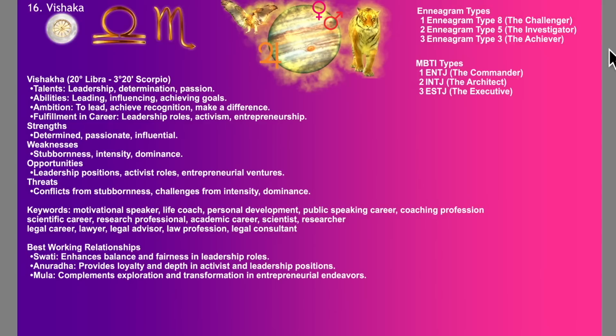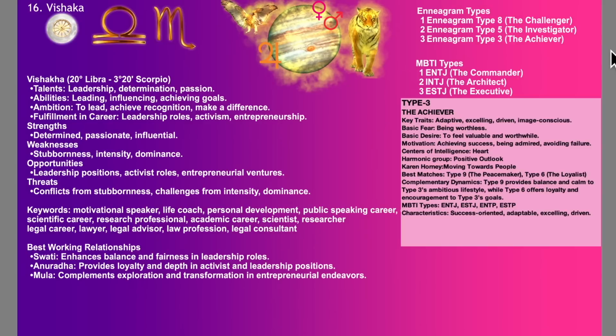Last one on our Enneagram list is type 3, the achiever. What are their key traits? Adaptive, excelling, driven, and image conscious. Motivation is achieving success, being admired, avoiding failure, center of intelligence, heart, and moving towards people.